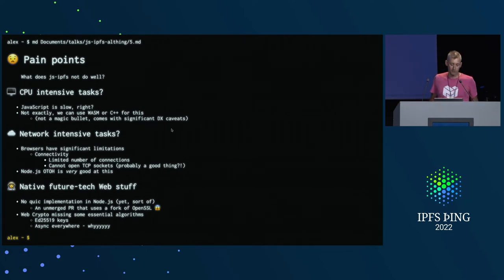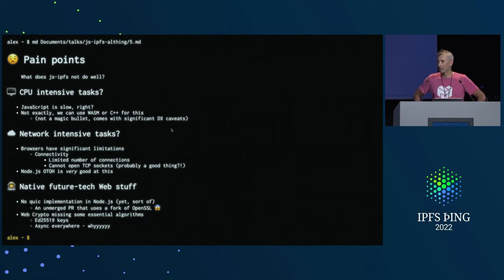Future tech. Trying to do really cool stuff like QUIC is a real shame at the moment because it solves some pretty significant problems, but there's no implementation for Node.js. There's a PR open against Node, but it uses a fork of OpenSSL because of some things that happened with the OpenSSL team, and they didn't merge. Check it out. It's a bit facepalmy, but one day maybe we'll get QUIC in Node.